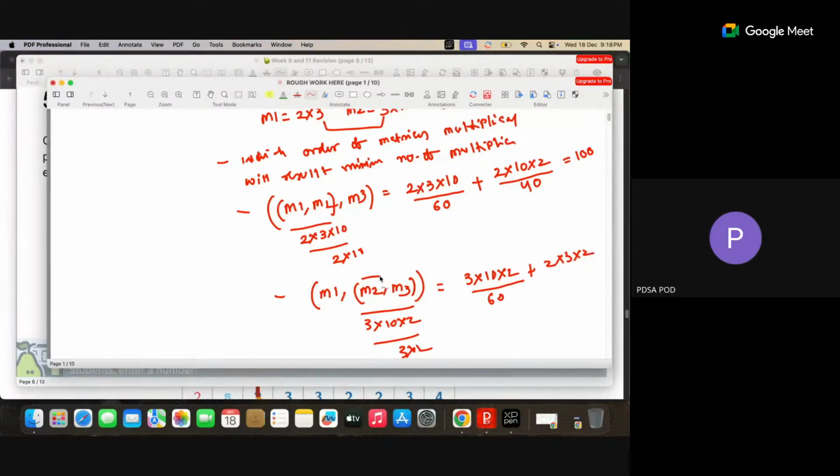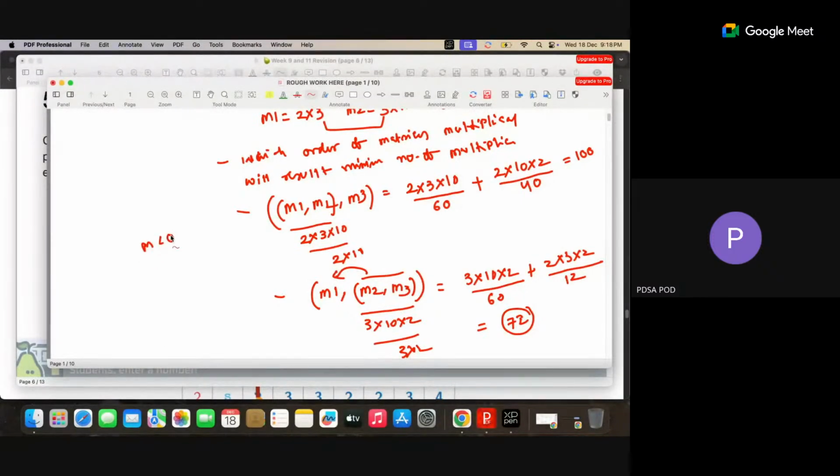So this result is multiplied with M1, and these multiplications are 2 into 3 into 2, which is 6 into 2, that is 12. Total it is 72 multiplications. So the minimum number of multiplications comes from this combination: first we multiply M2, M3, then we multiply with M1.